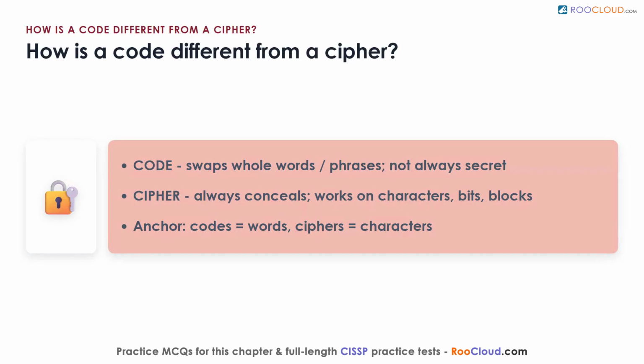How is a code different from a cipher? People use the words interchangeably, but they are not the same. A code swaps whole words or phrases for other symbols, and it is not always meant to hide meaning. Think of the shorthand radio phrases that emergency crews use, where a single number stands for a full sentence. A cipher is always meant to conceal, and it works on the smallest units, individual characters, bits, or fixed blocks. An easy anchor is this: codes handle words and phrases, while ciphers handle characters and bits.